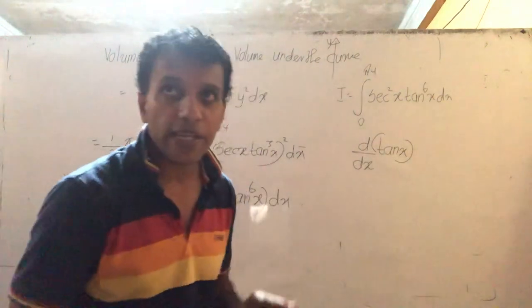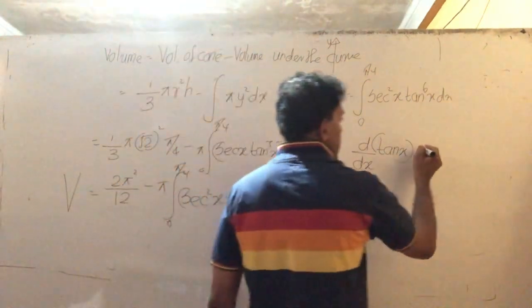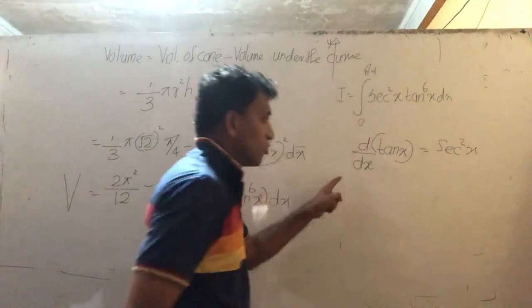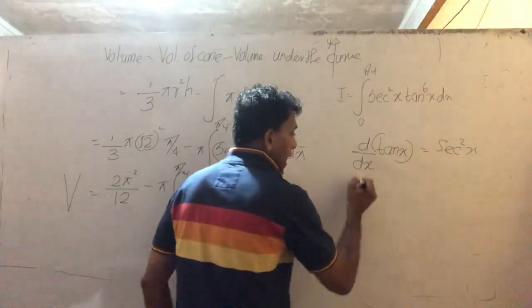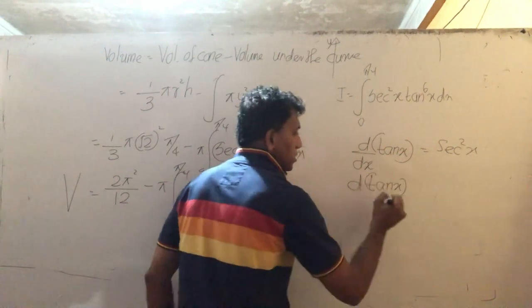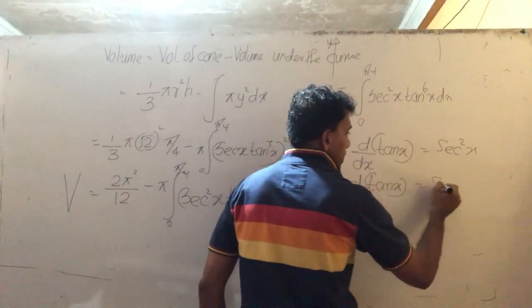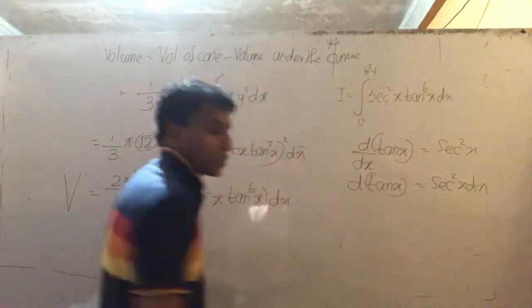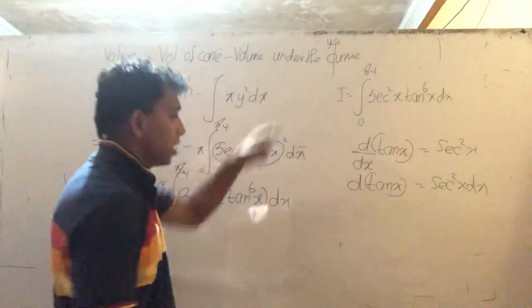d over dx of tan x equals sec square x. So d tan x is sec square x dx, right? They have got the answer.